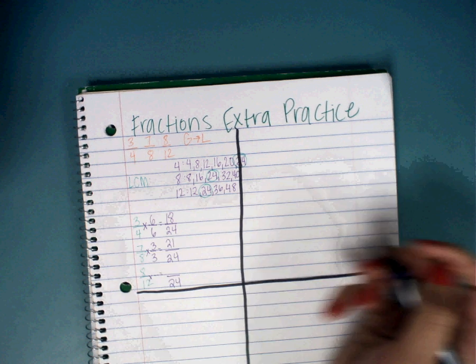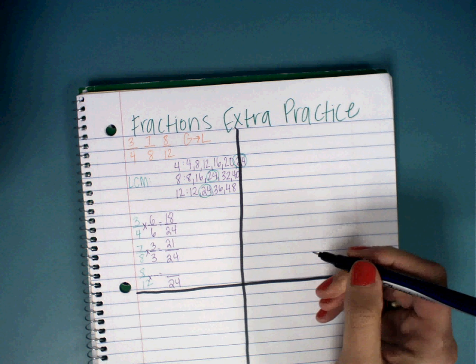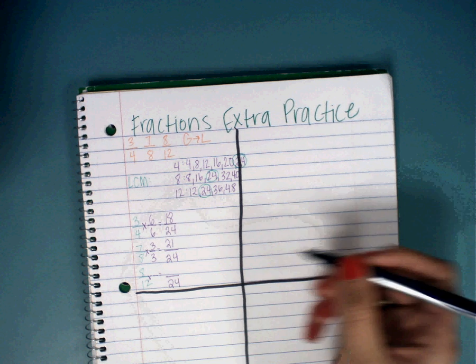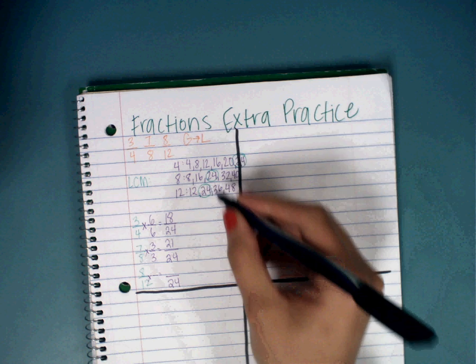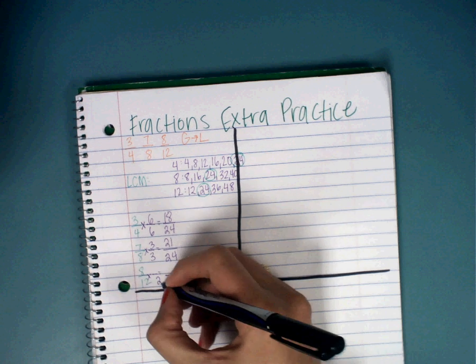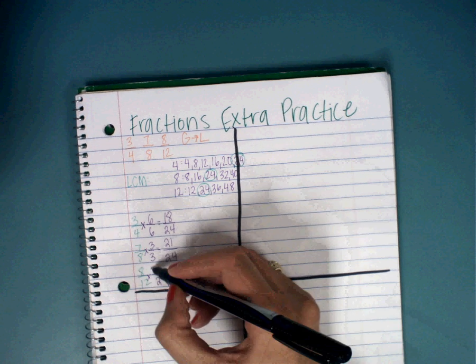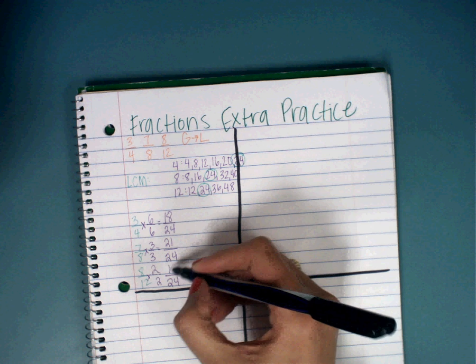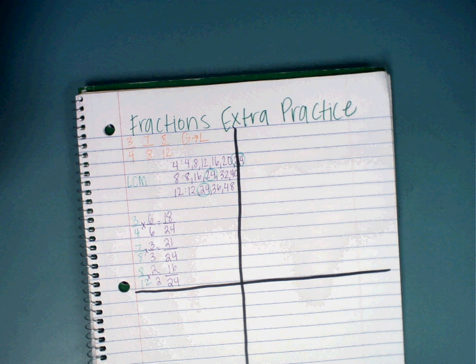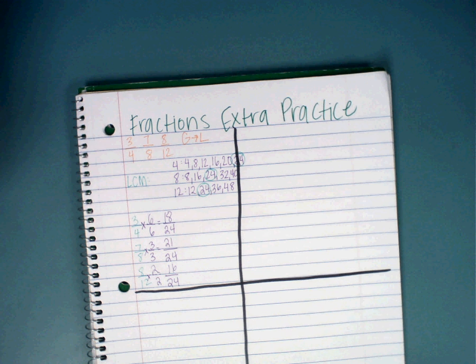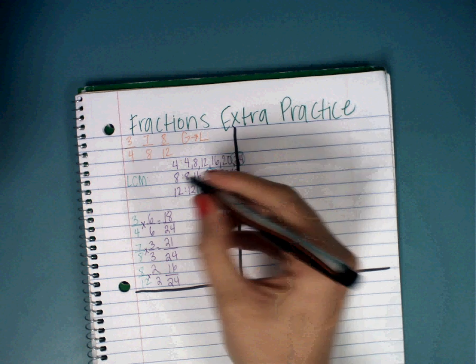Now all my denominators are the same, and all I have to do is look at the numerators. So I'm going greatest to least, so my greatest numerator is 21. So it's going to be 21/24ths is greater than 18/24ths is greater than 16/24ths. Right? Okay?